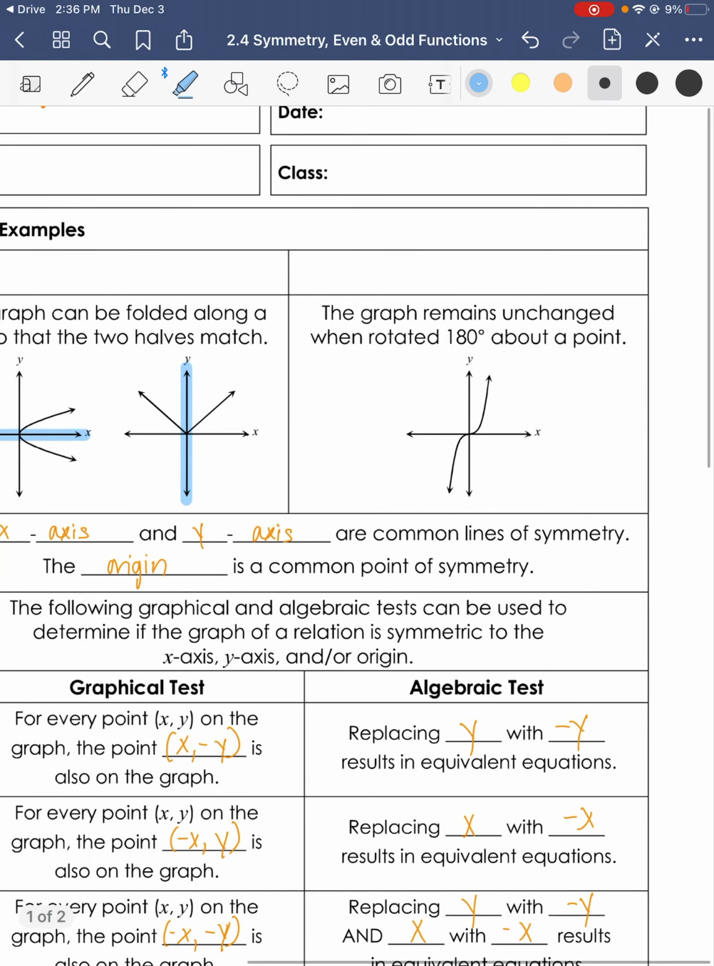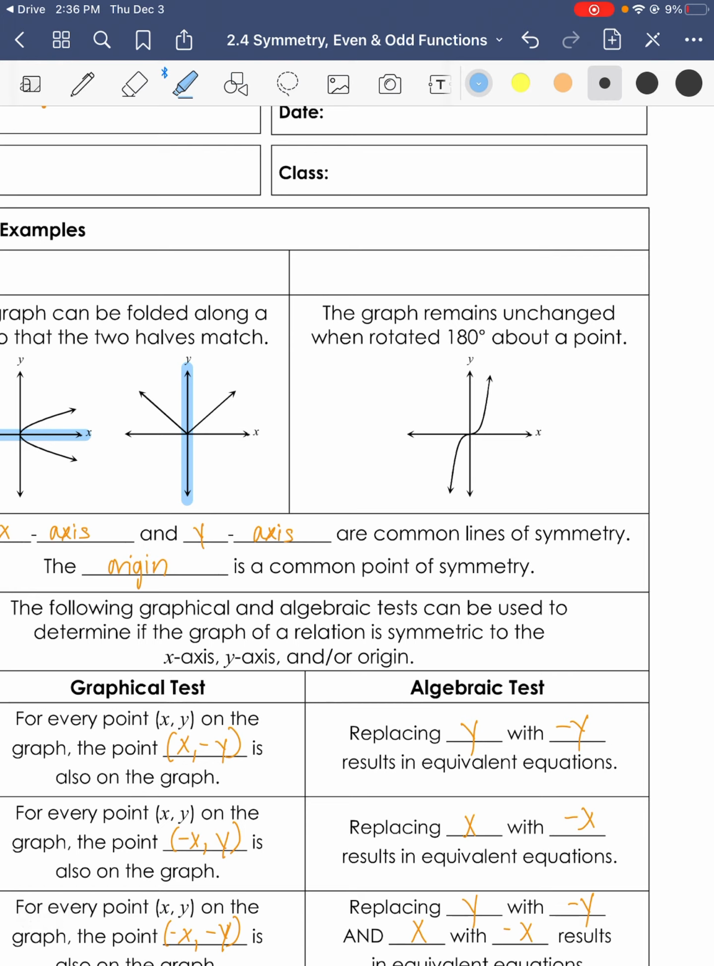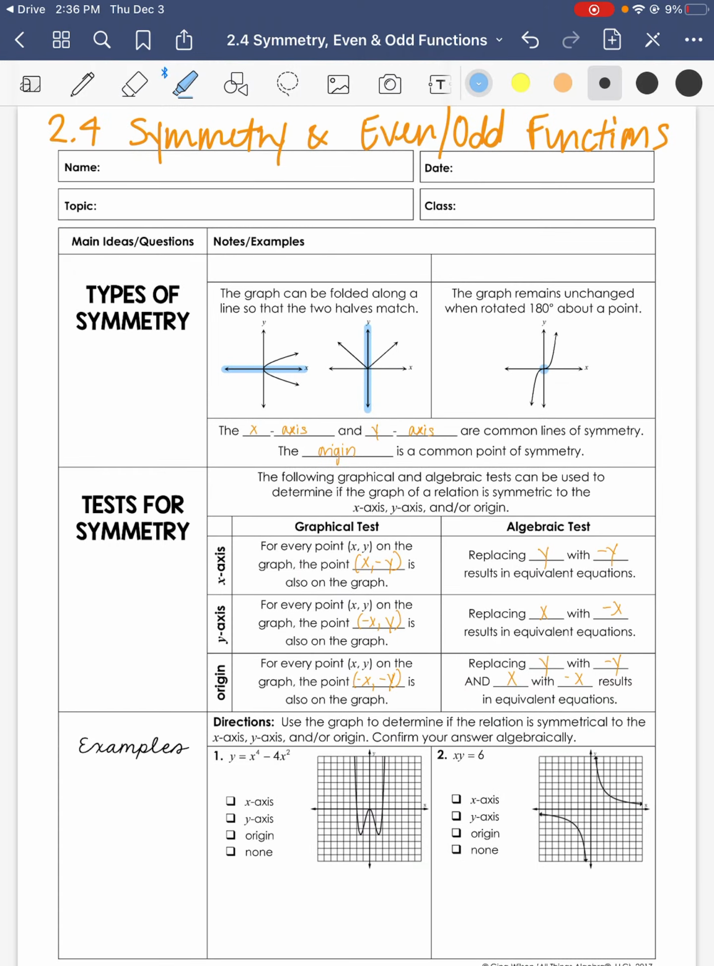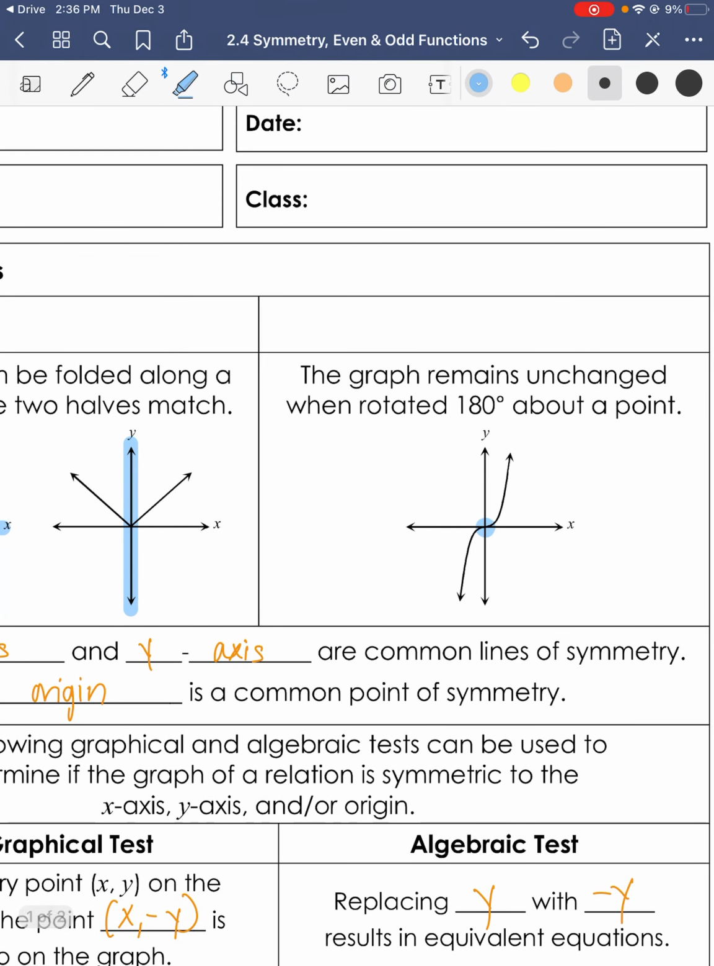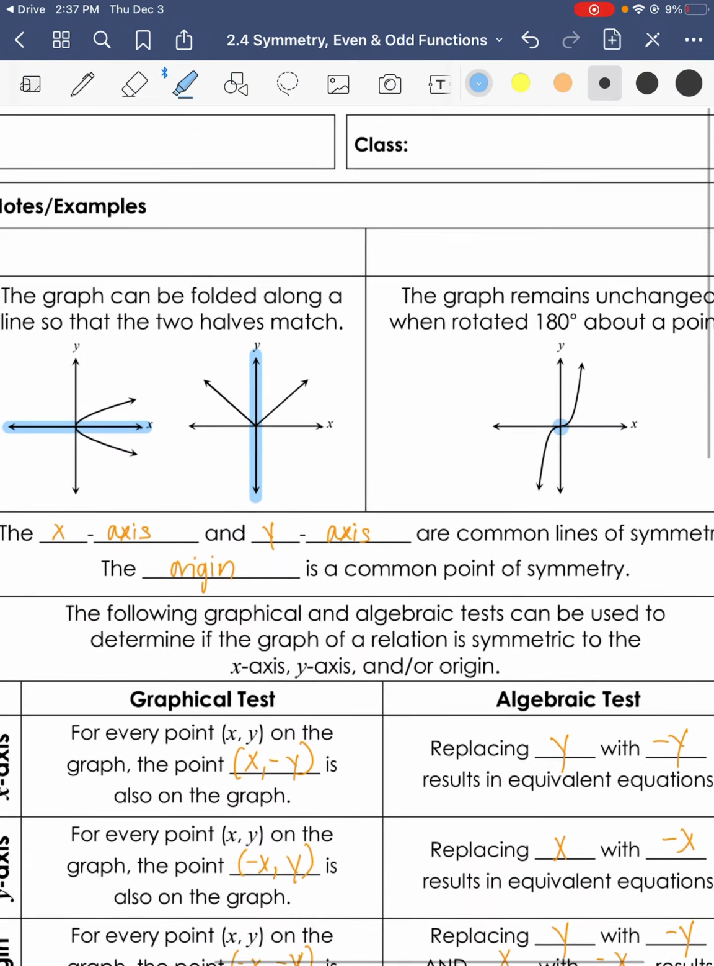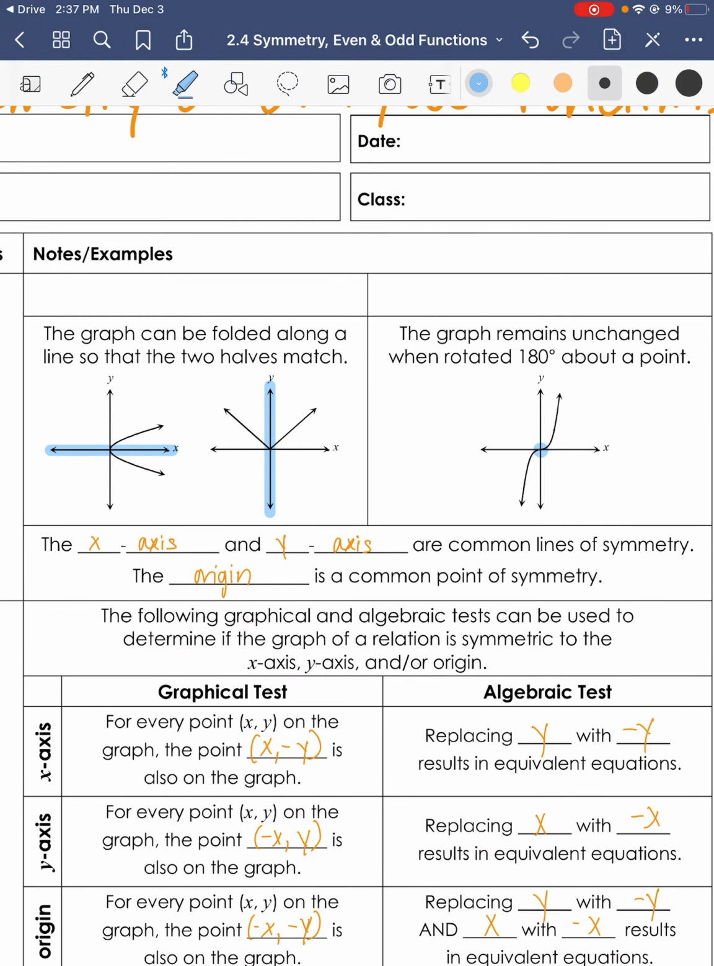And then about the origin is kind of both. If you reflect it about one axis and then the other one, then it is also considered symmetric about the origin, or if it's rotated 180 degrees. So this is probably a better explanation: the graph can be folded along a line so that the two halves match, and then this one here is rotated 180 degrees. So the x-axis and y-axis are common lines of symmetry. The origin is a common point of symmetry.